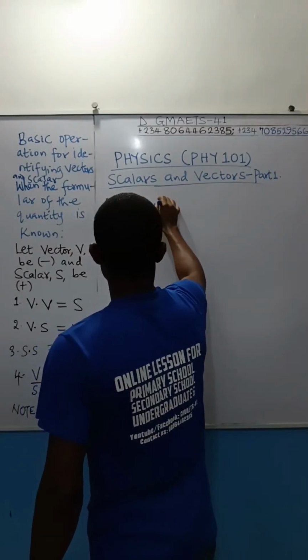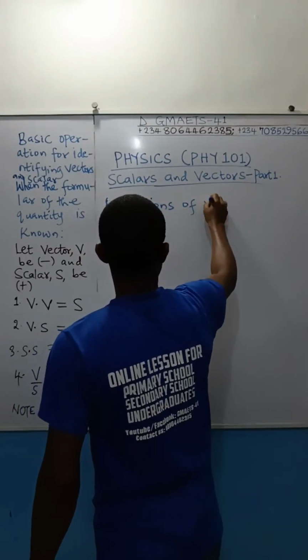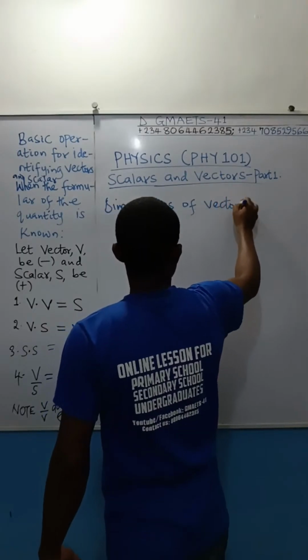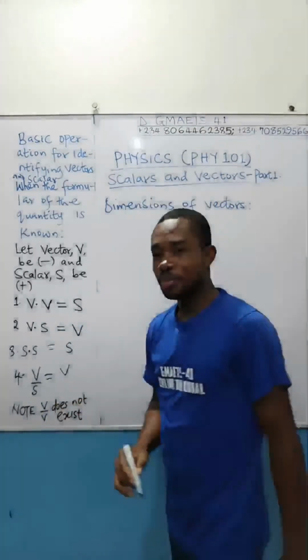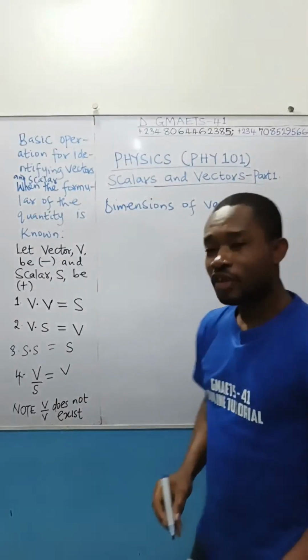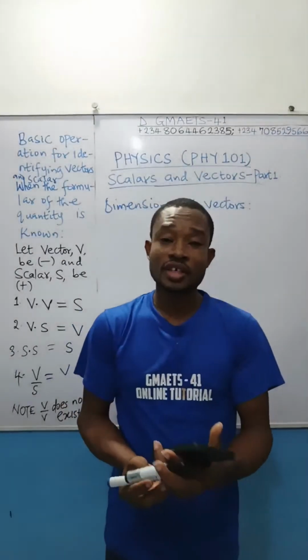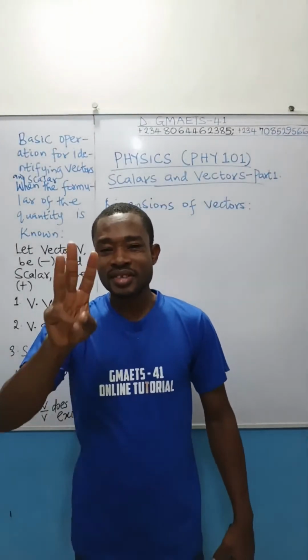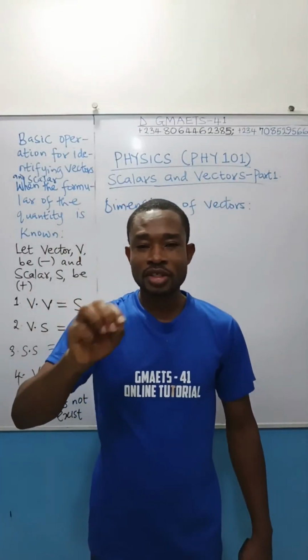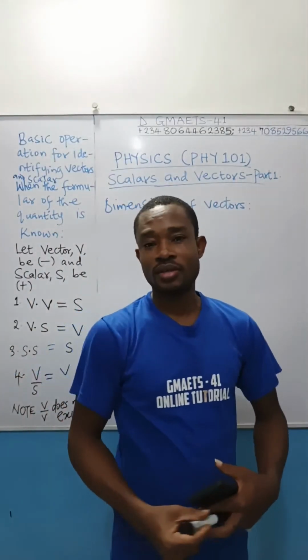Dimensions of vectors. Vectors can exist in how many dimensions? Let us find out. There are 3 major dimensions that vectors can exist in.